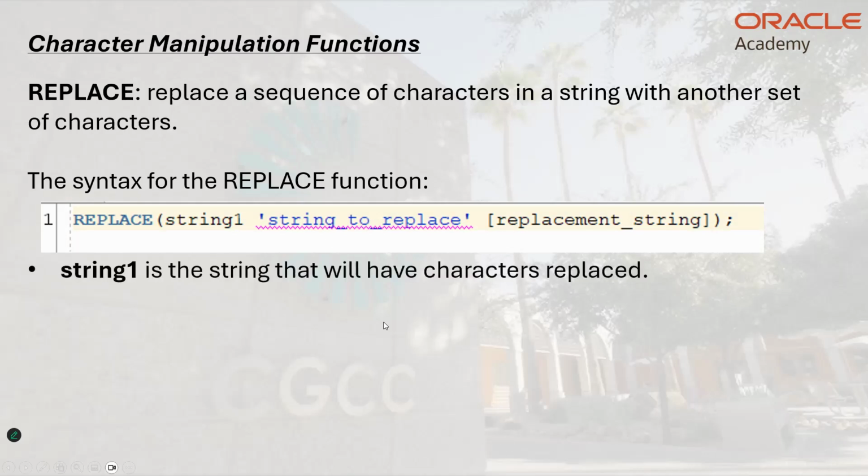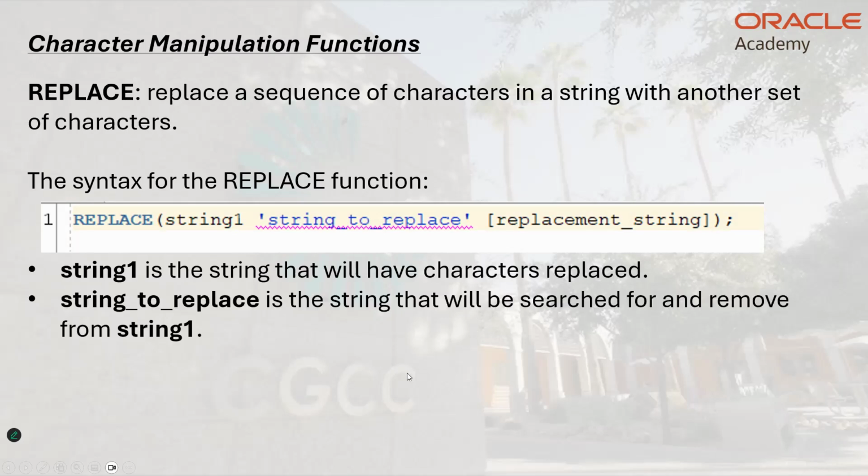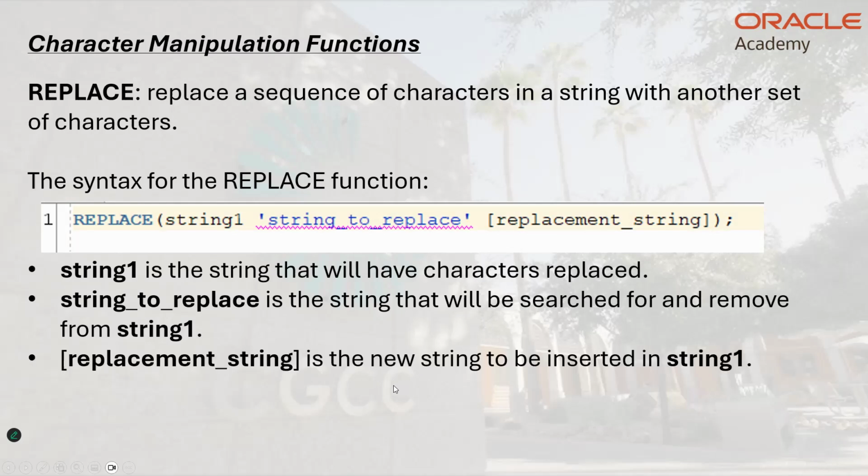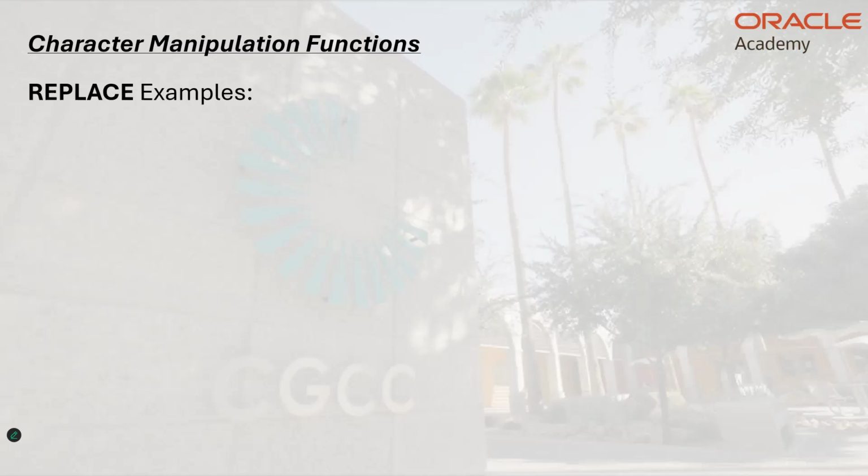So string one is the string that will have the characters replaced. String to replace is a string that will be searched for and removed from string one. And then the replacement string is the new thing that's going to be added or inserted into string one. Can this be useful? Possibly. Maybe you discover that someone spelled someone's last name wrong, and you can't change it in the database, but you can change it on the results.